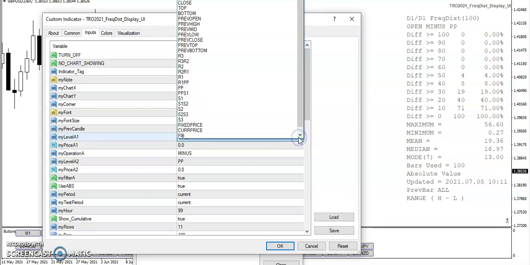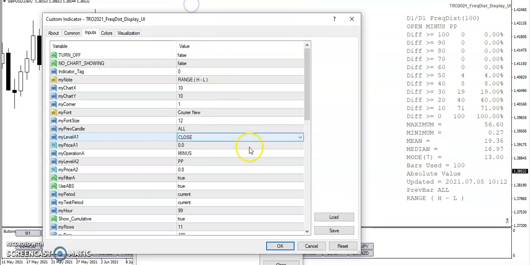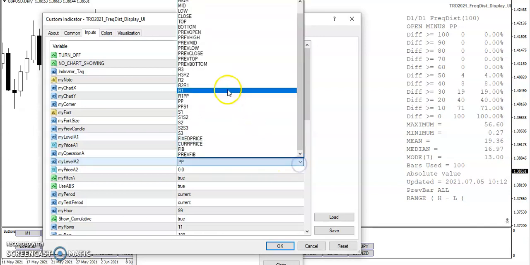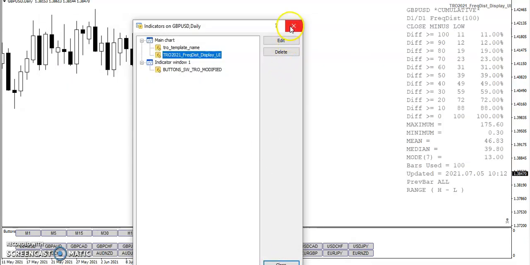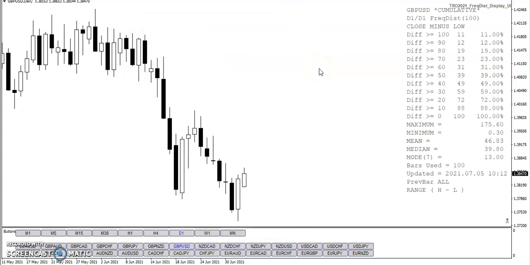For example, let's do the close minus the low of the current day, and it doesn't matter if we have absolute value true or not, but I'll just turn it false because it should never be less than 0. It's technically impossible. So you can see here difference is usually greater than 0, 100%, because of definition, right? Greater than 10, 88% of the time over the last 100 days.